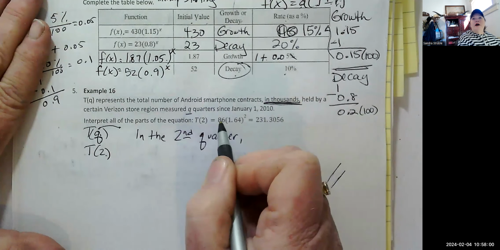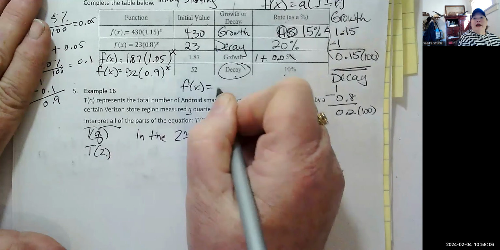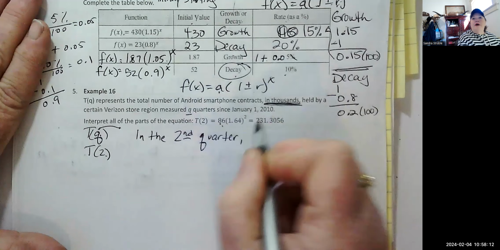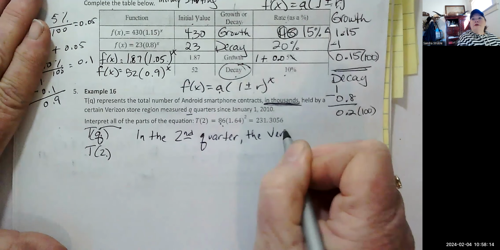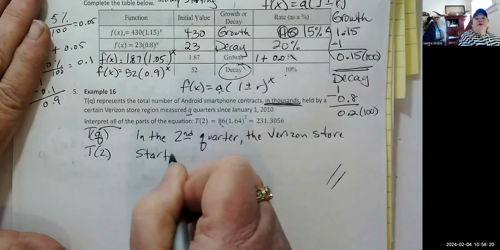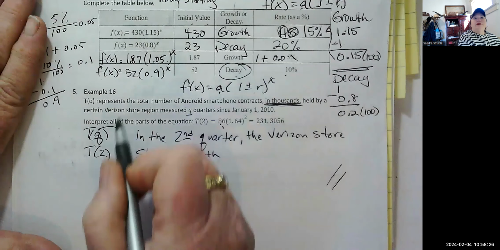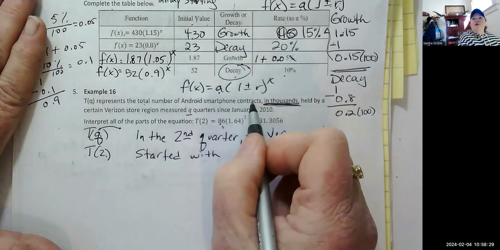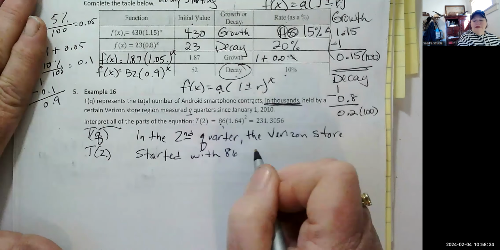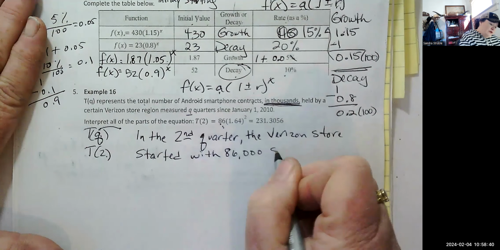what's the next? We've got 86 as an initial value, because remember f of x is equal to a times 1 plus or minus r to the x. So a is our initial value. The Verizon store started with, because it's the initial amount, started with what? What are we talking about? What is this T of Q? T of Q is the total number of Android smartphone contracts. So the Verizon store started with 86 in the thousands. So 86 times 1,000, 86,000 smartphone contracts.